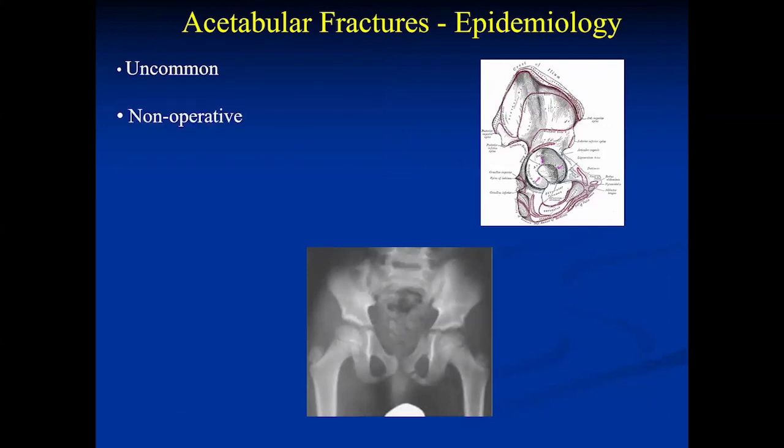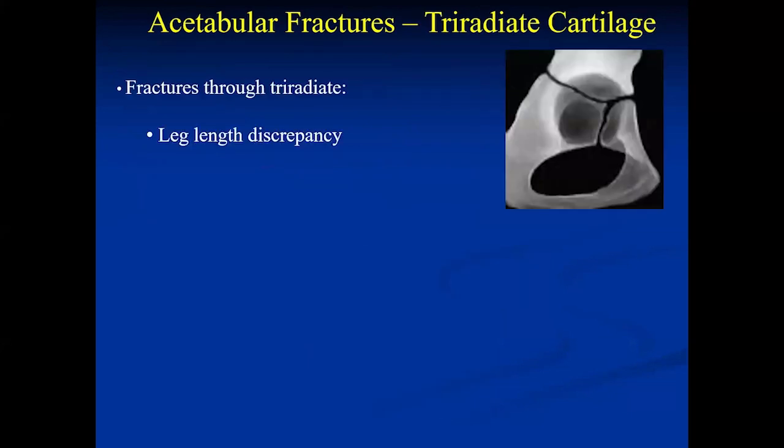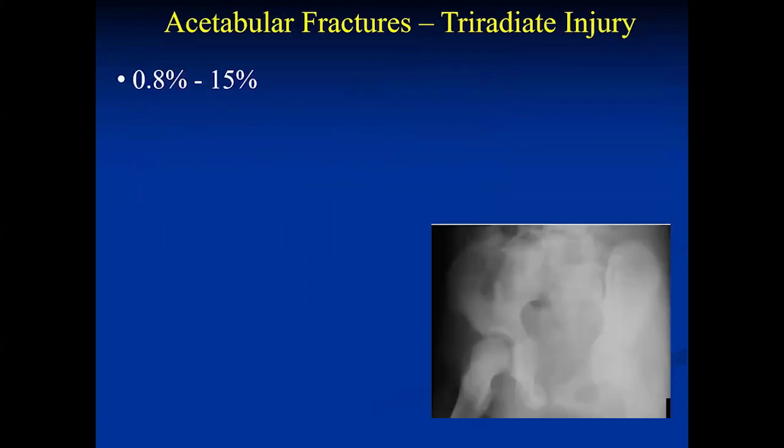The vast majority of them are non-operative. If you have a closed triradiate, you use adult principles. But if you have an open triradiate and acetabular fracture, there are some special considerations. Now, the first important thing to understand is that if you do have a fracture through the triradiate, you can get leg length discrepancy, you can get growth arrest, and you can get acetabular dysplasia.